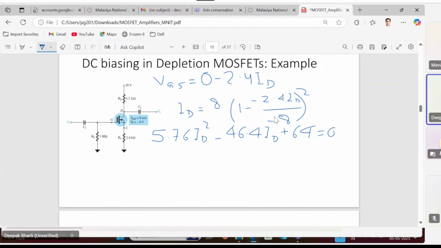Madam, I'm taking a break for maybe 20 seconds, so that students who are following are able to get this equation. They are trying to solve if they are following. Okay, sir.